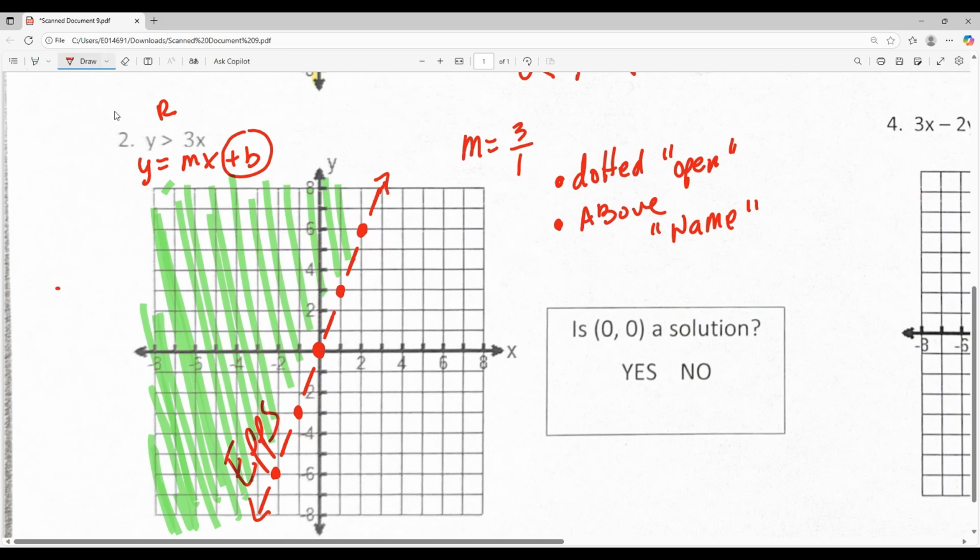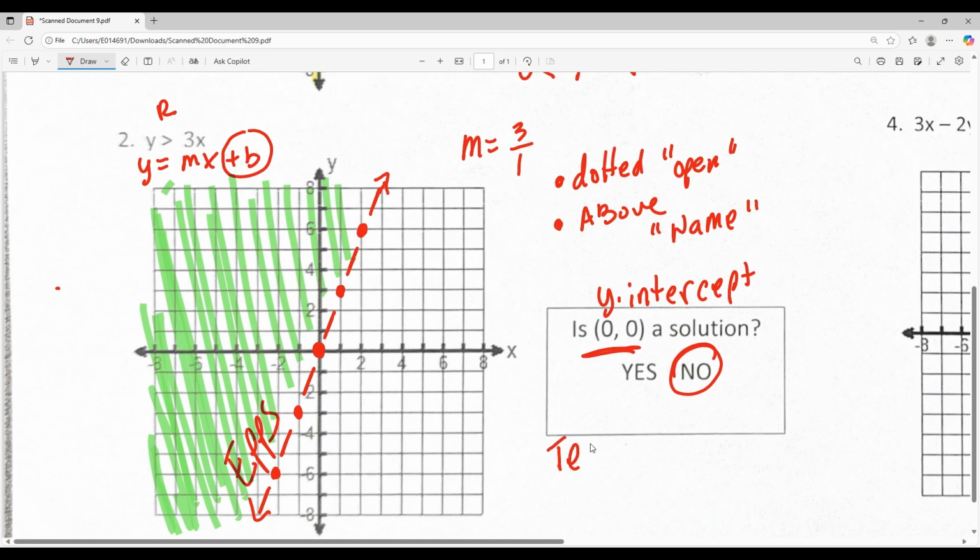Now, here's a tricky question. 0, 0. Remember, in the case of this equation, that is our y-intercept in this equation. That means it's on the boundary line. Since this is an open boundary line, then it is not a solution.